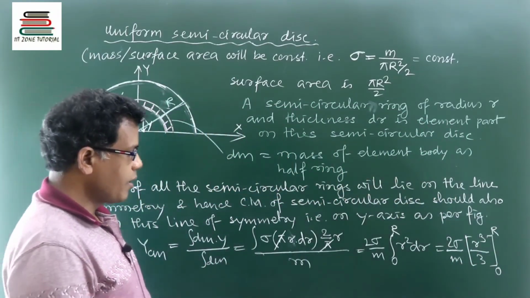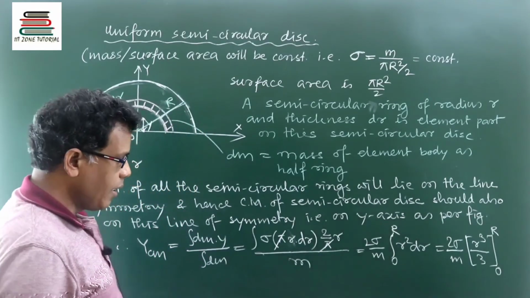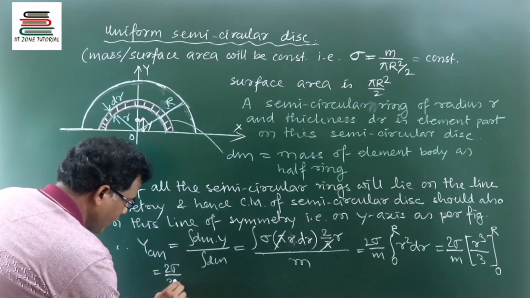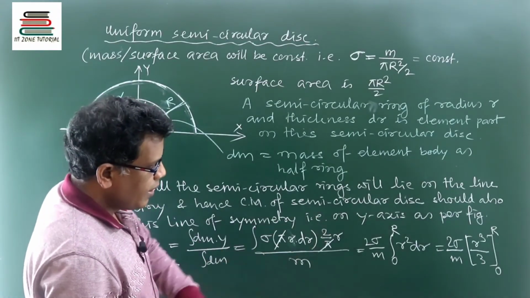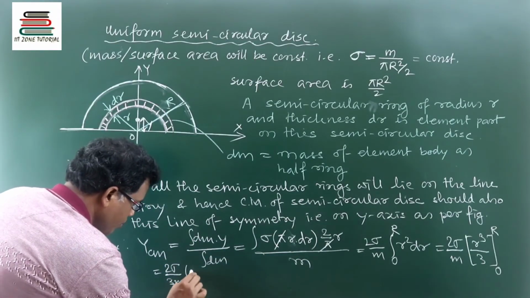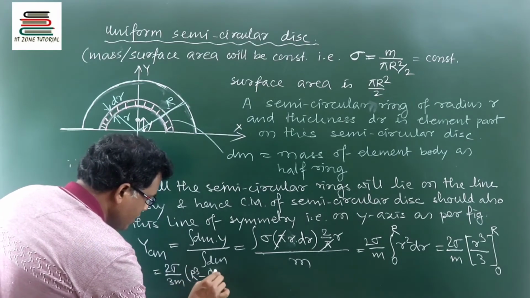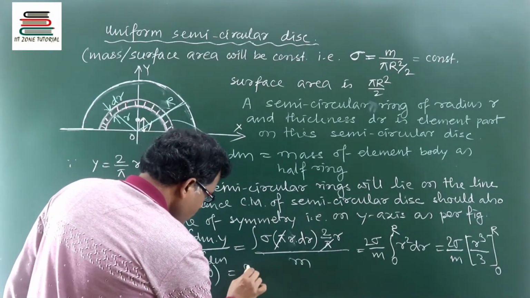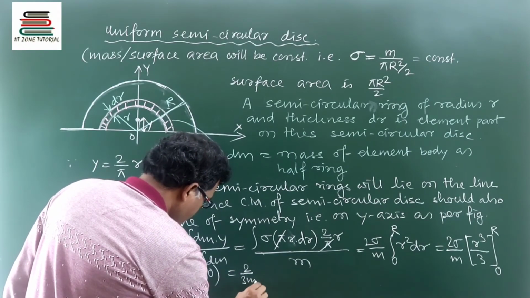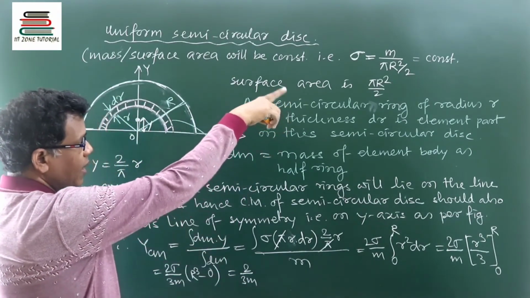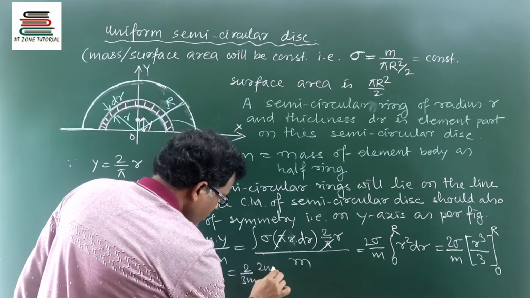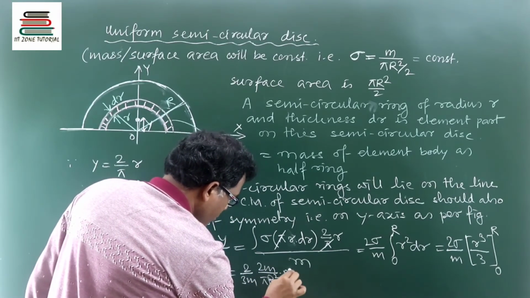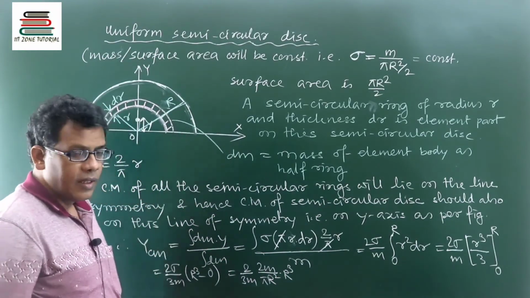So it is small r cube by 3, putting the limits, so it will be 2 sigma by 3M, right, into capital R cube minus 0. So finally 2 by 3M, instead of sigma I can write 2M by pi capital R square, that into R cube, isn't it?